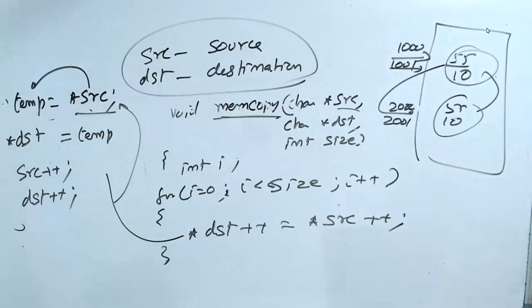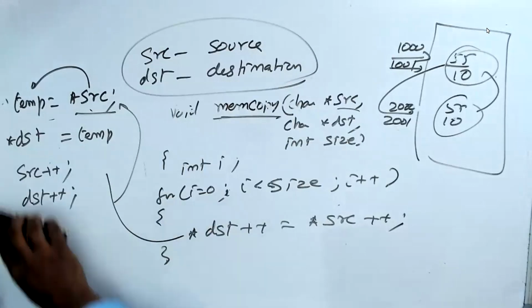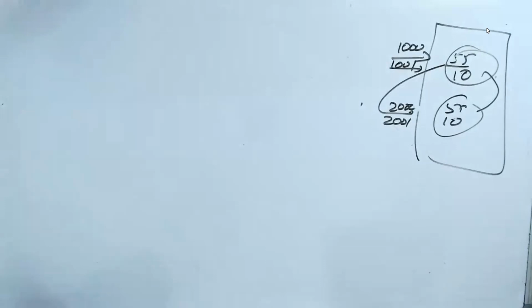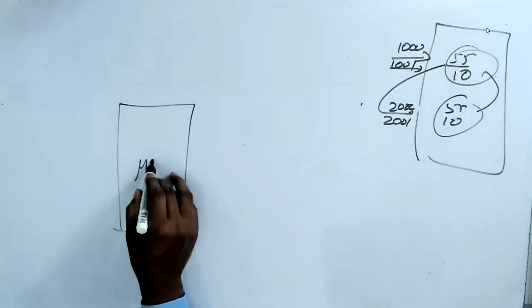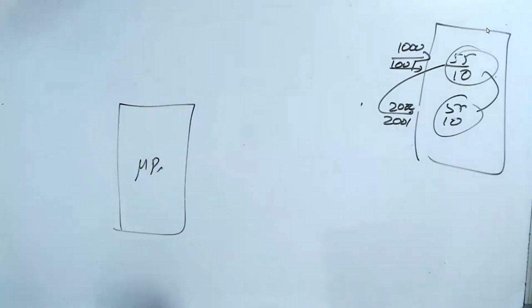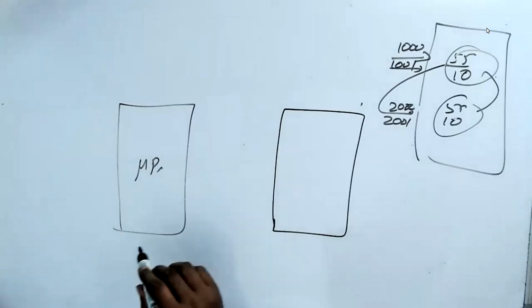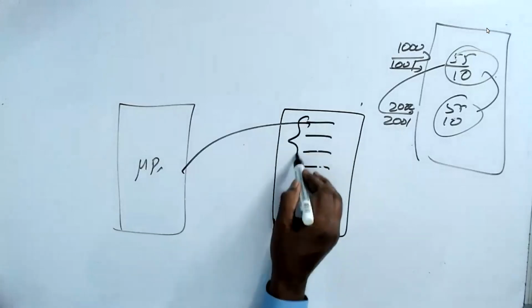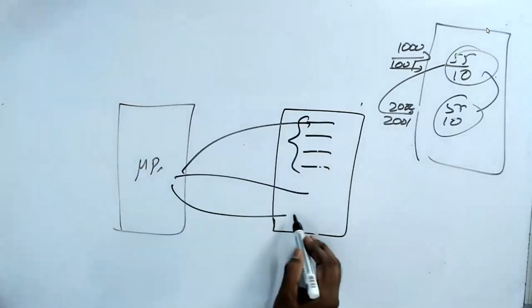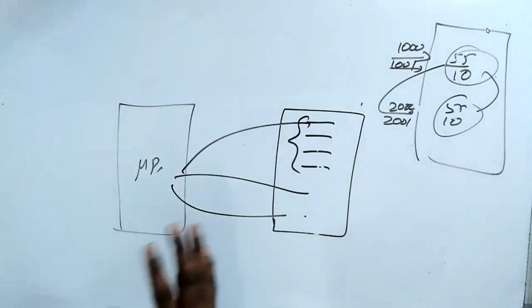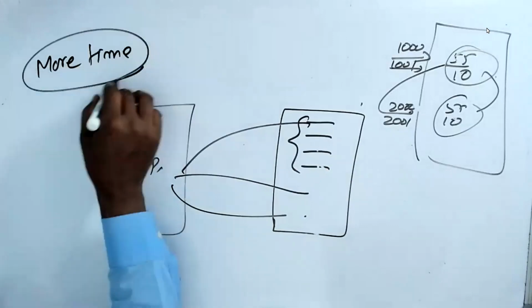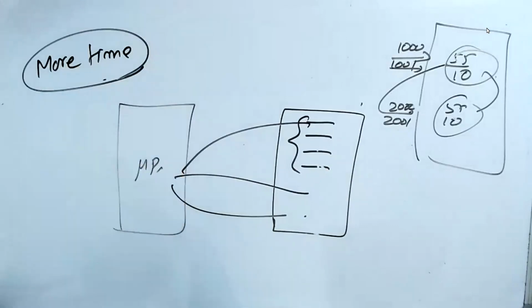Now, the problem is when I execute this memcopy in the microprocessor, the microprocessor has to read the instruction from memory. Then it has to read from memory and write into the memory. This all takes more time. Also, this microprocessor could do some other work during that time.